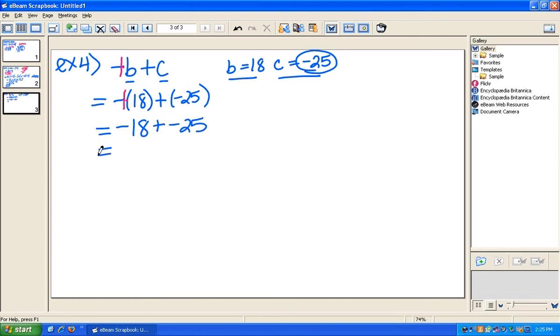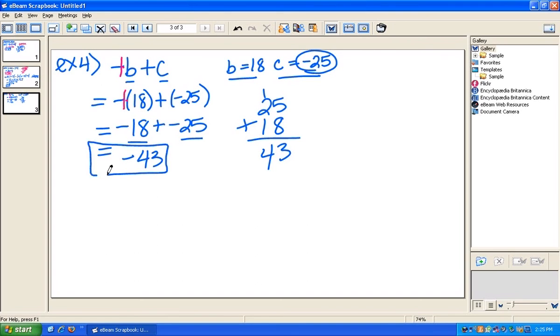Now I have negatives plus negatives, which means I'm going to end up with a whole lot of negatives. So I'm going to do my work off to the side. When I add a whole bunch of negatives to a whole bunch of other negatives, I end up with a negative answer. 8 plus 5 is 13, carry my 1. 1 plus 2 is 3, plus 1 is 4. So I get 43, and again, they are negatives.